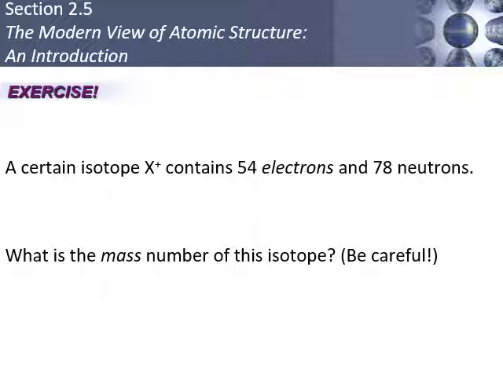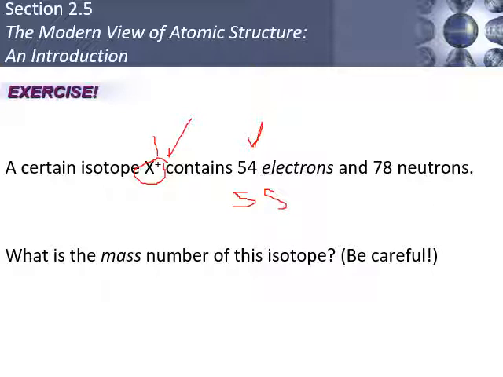A certain isotope X plus, now here's your clue, has 54 electrons. So you have to be careful here. It has 54 electrons, but it's also got a +1 charge. So watch this. This is not a neutral atom. What we need to know is the neutral atom's number of electrons, and that would be 55, because one of the electrons has been taken off, and that's why it has a plus charge here. So it would actually have 55 electrons if it were neutral, which means it would have 55 protons. So we're looking for something that has 55 protons.